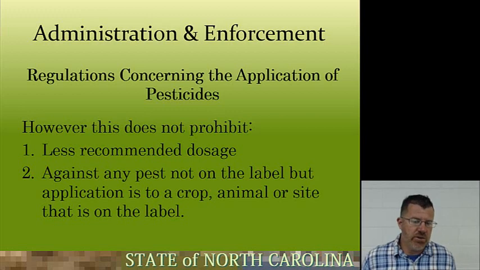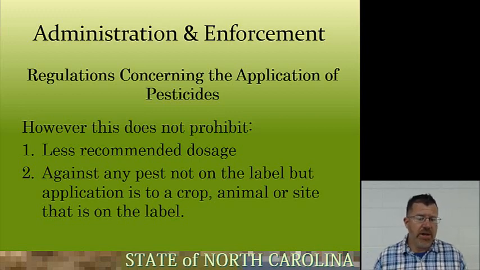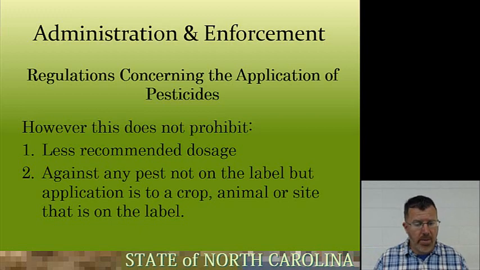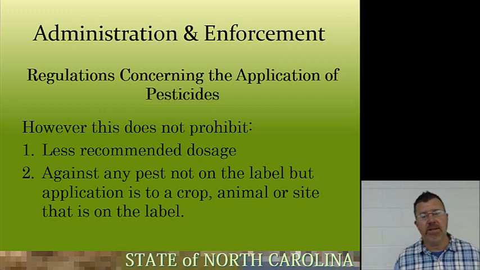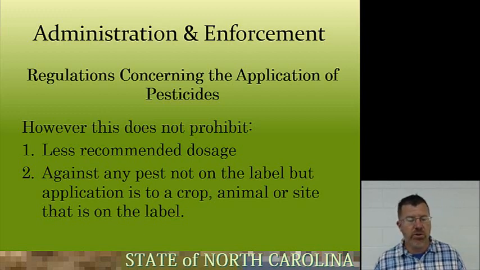It's also not going to prohibit you from using the pesticide on any pest that's not on the label, but the application has to be to a crop, animal, or site that is on the label. So you may be spraying an agricultural field that's labeled for the crop that you're growing, and it may take care of another pest that's not on the label. You can still use it as long as the application is to a crop, animal, or site that is on the label.